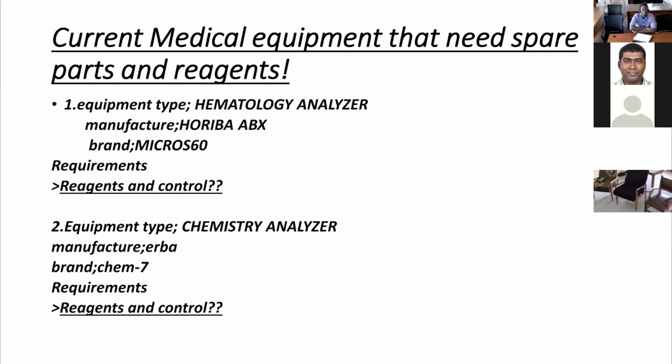Second, we're having the equipment type chemistry analyzer. Manufacturer is Elba, brand is Chem7. Requirement, we need reagents and control. These two machines, which are here, we had a very hard challenge to find the people who are supplying the reagents and control to these machines. You can go to another slide.